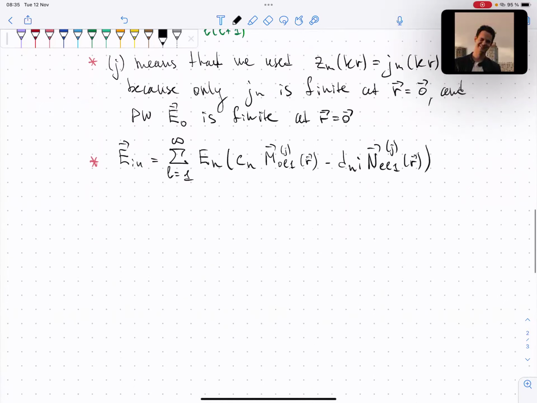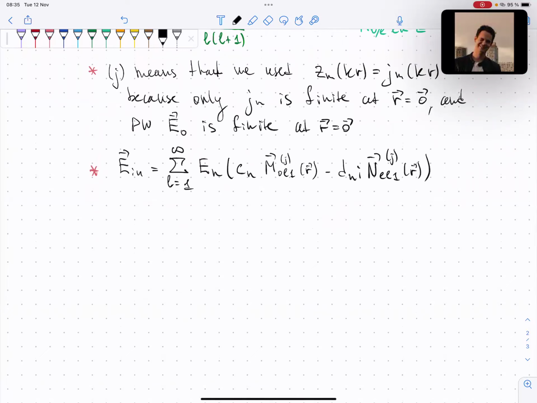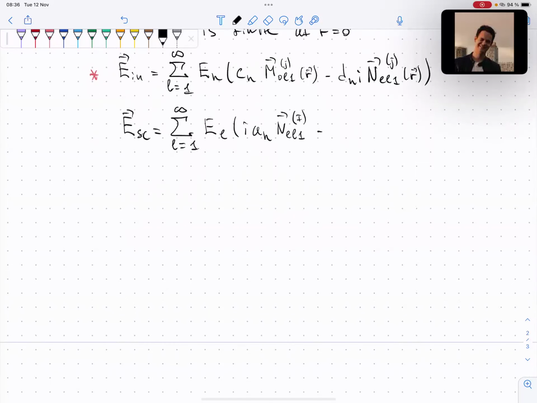The incident field will look something like this. And we can also write the scattered field, which will look in a similar way: sum over L equals 1 to infinity of E_L, i^L, A_N and so on, with M_oL1 of R. Here I write index 1, and I will explain why it's here.